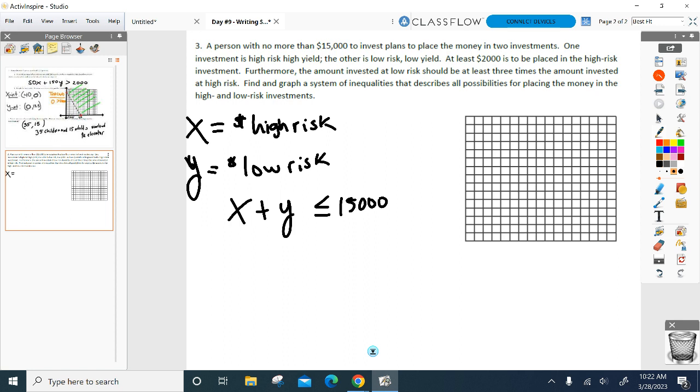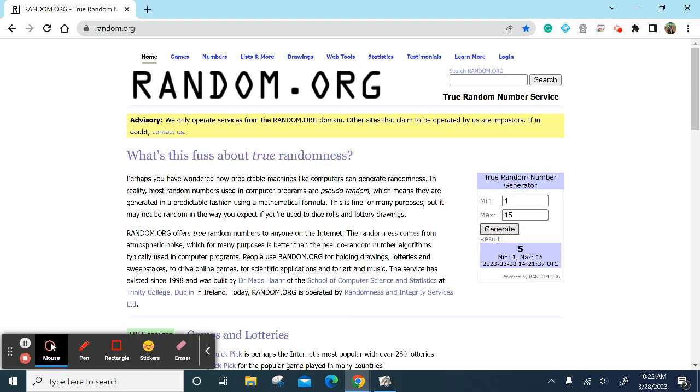You ready for number 2? At least 2,000 has to go in high risk. Remember, I just said high risk. I didn't mention anything about low risk yet. At least 2,000 you got to put into the high risk.